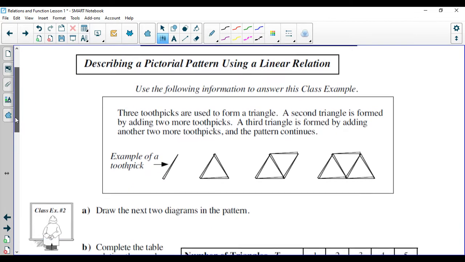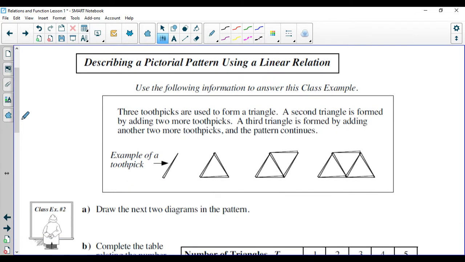Okay, now we're going to look at a pattern of toothpicks. So it says you have 3 toothpicks are used to form a triangle. And a second triangle is formed by adding 2 more toothpicks, and a third triangle is formed by adding even more of them.